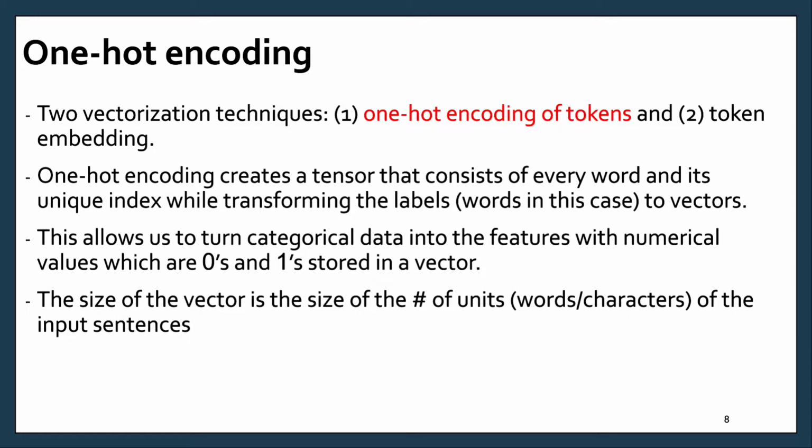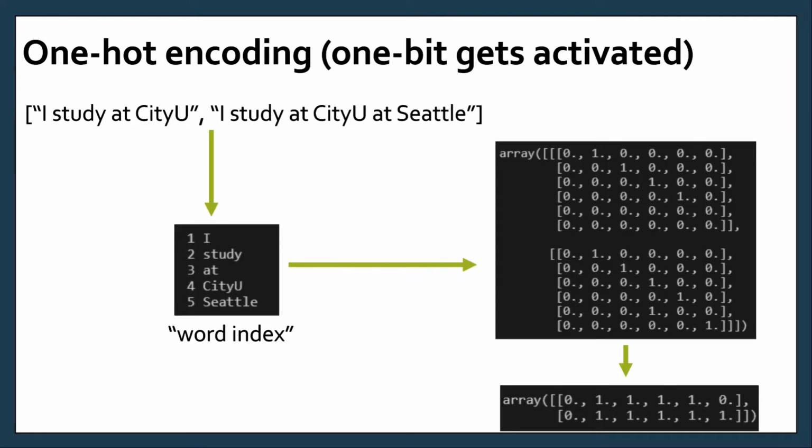This was allowed to turn categorical data into features, right? So we want to convert that category to features with numerical values, which are zeros and ones stored in a vector. The size of the vector is the size of the number of units, words or characters, of the input sentences. So here's an example.